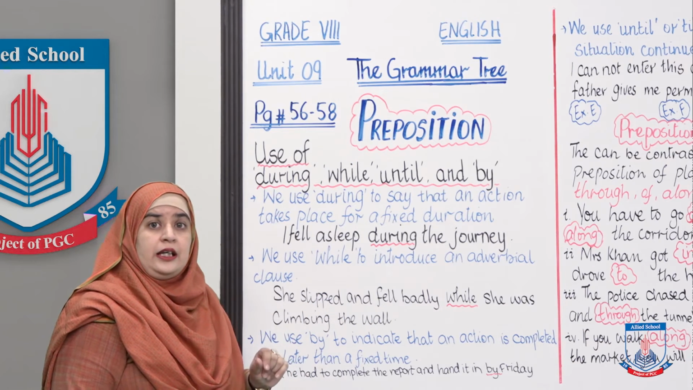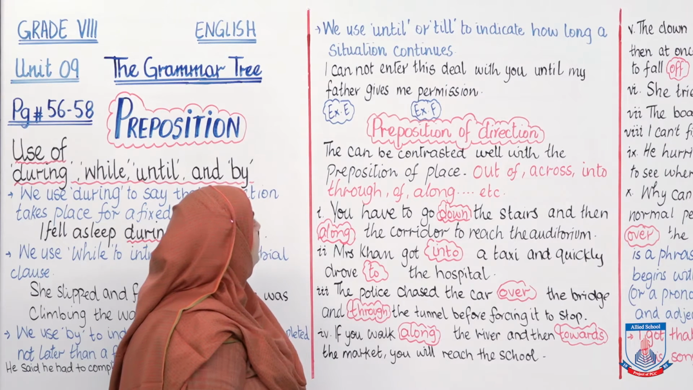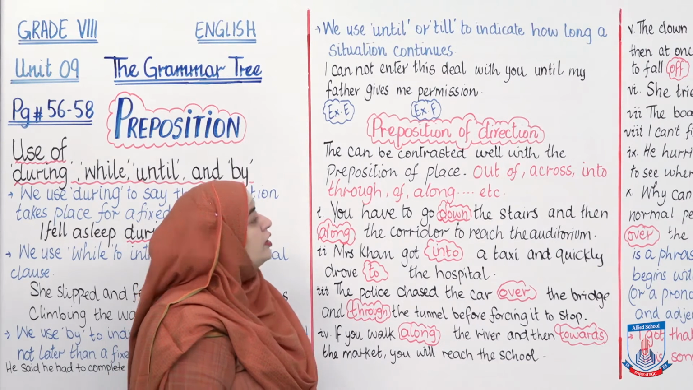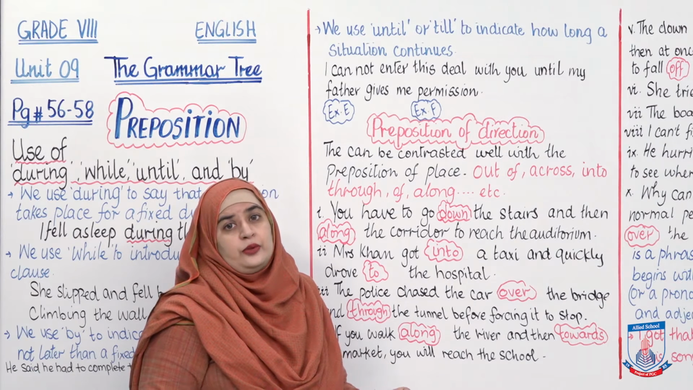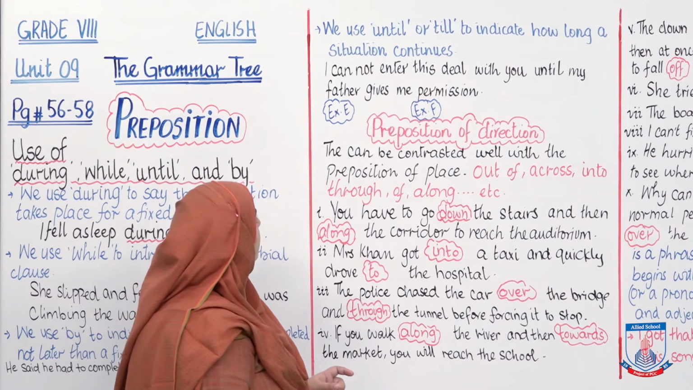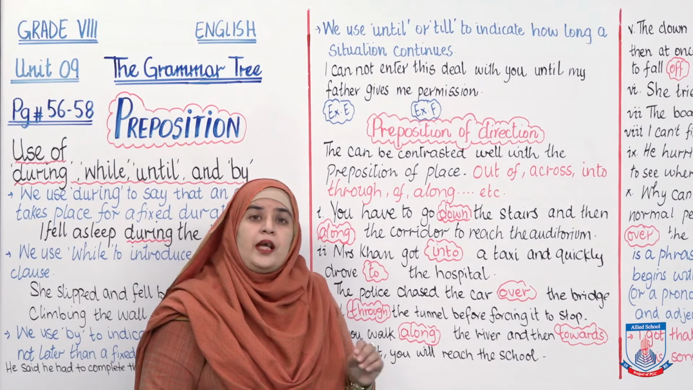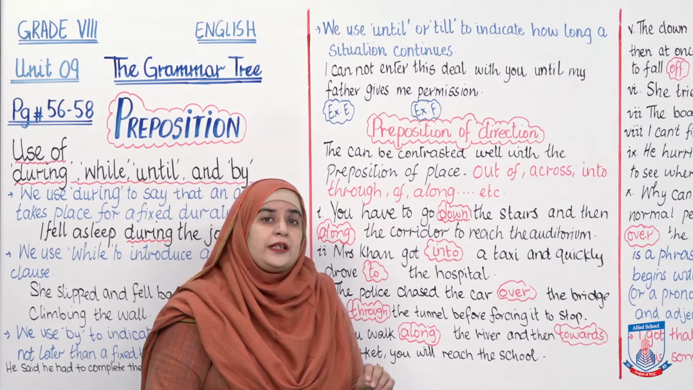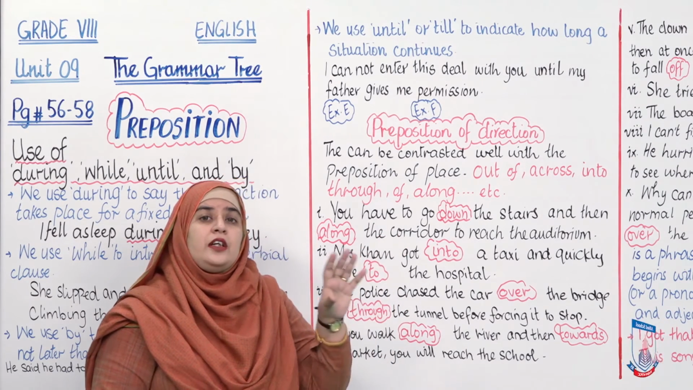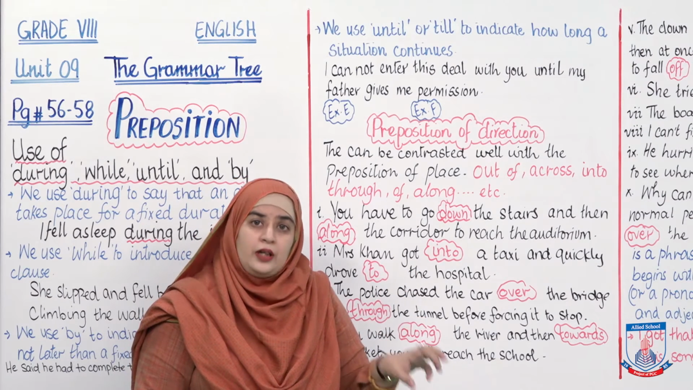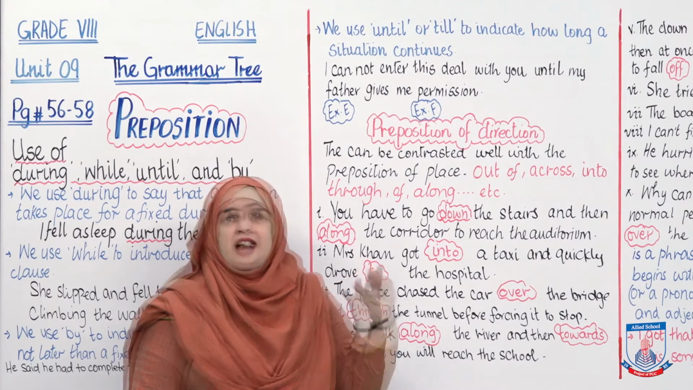Let's move on to the next, and that is the use of until. We use until or till to indicate how long a situation continues. For how long a situation continued, we use until or till. Let's understand this further with an example. I cannot end this deal with you until my father gives me permission. Until my father gives me permission, I cannot finish this deal with you. Okay, meaning until a specific condition is fulfilled, I will not do this work. So you have seen the different usage of while, by, during and until, right?